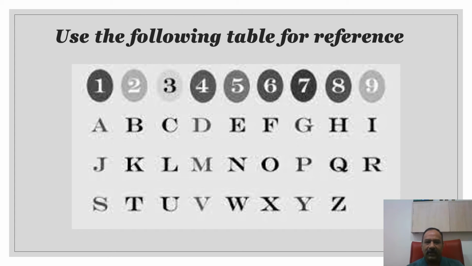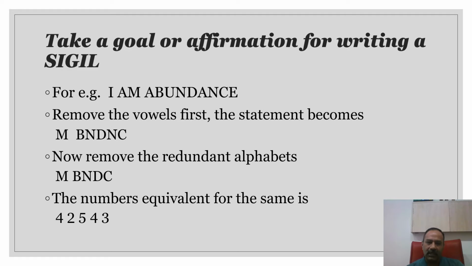So for example, if I have to use my family name, let's assume P is 7, A is 1, R is 9. So like that I could choose alphabets and the numbers. Now if I have to use any goal or an affirmation for writing a sigil, you basically take, I'm just giving an example, I am abundance.